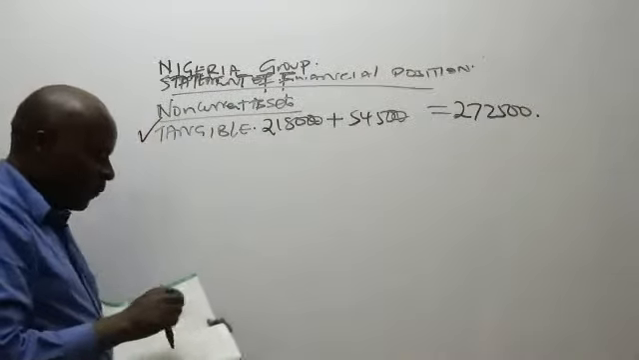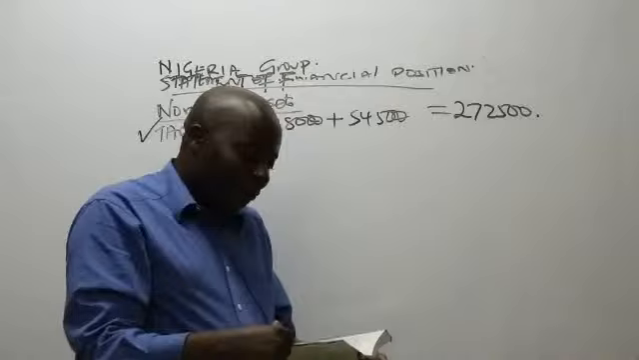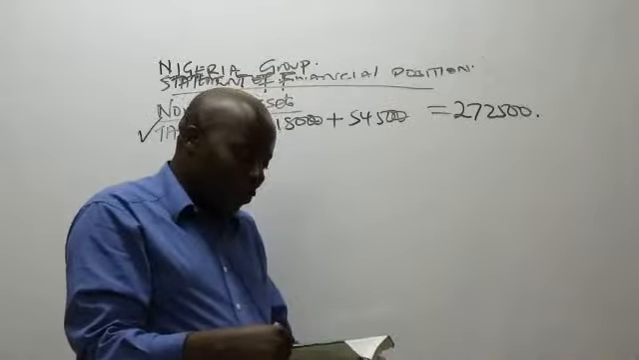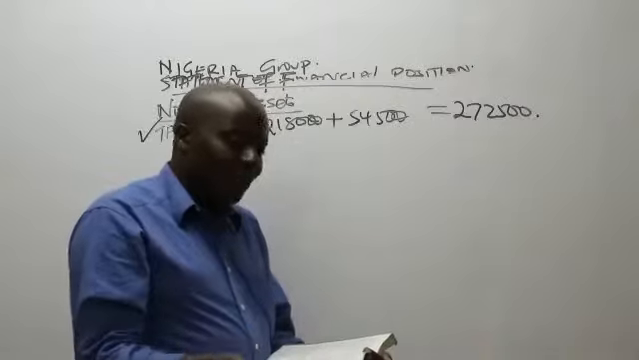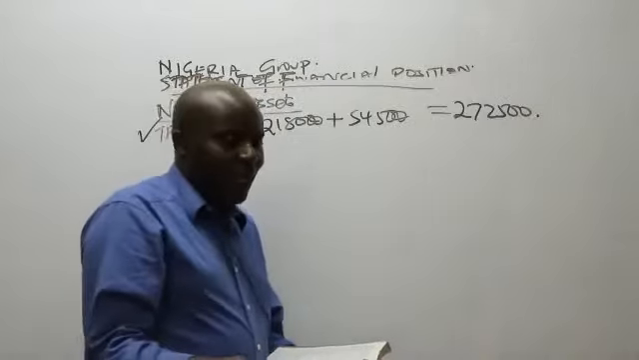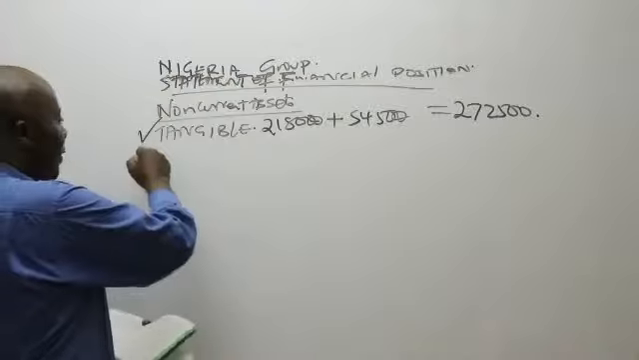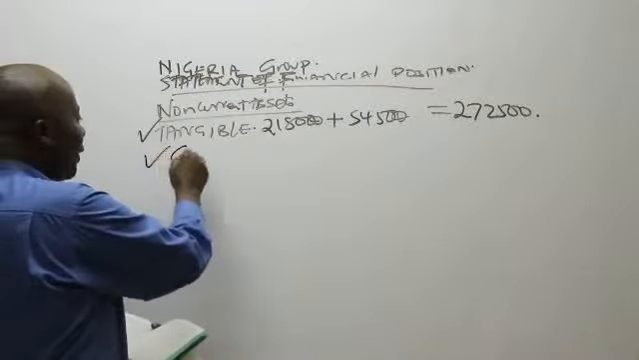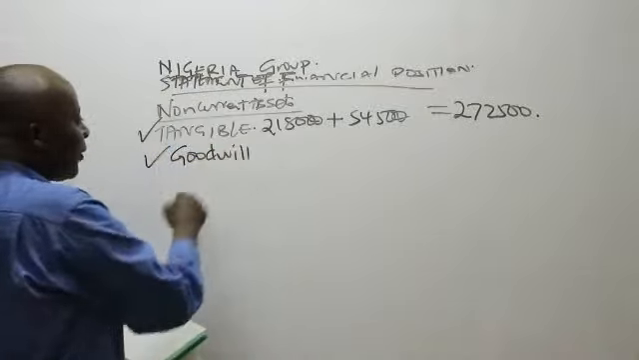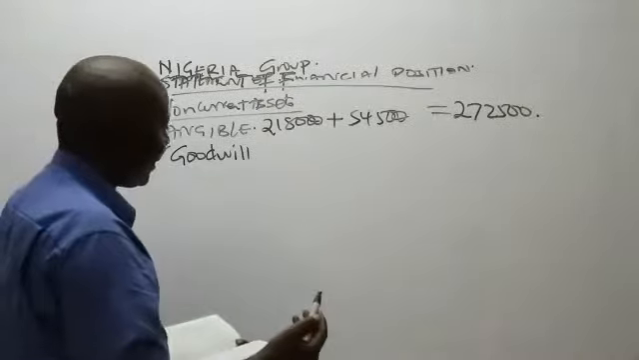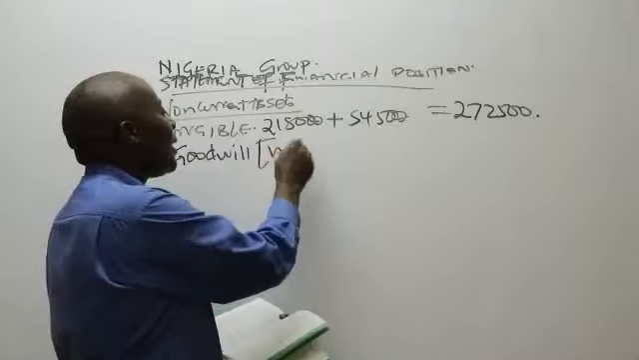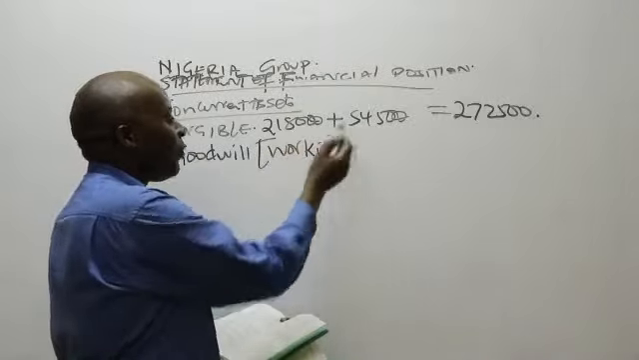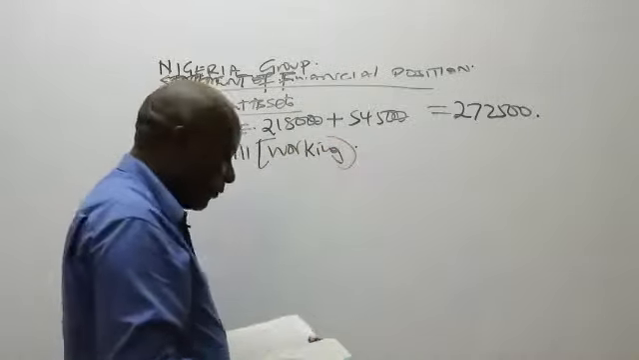Now, after tangible and current assets, I know the next thing should be goodwill. I can't talk of investment in a subsidiary. It doesn't matter the order really. So goodwill, I'll simply come and write there goodwill, and then I'll write for my examiner that I need a working for this.